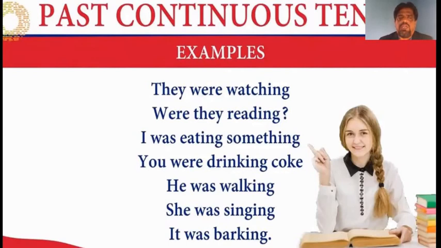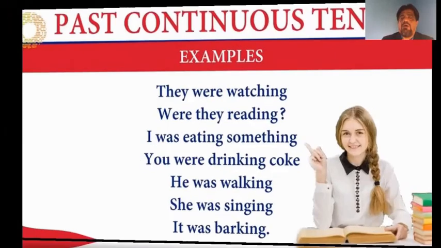I give you further examples. They were watching. Were they reading? I was eating something. You were drinking coke. He was walking. She was singing. It was barking. All ing forms with was or were used as helping verbs.